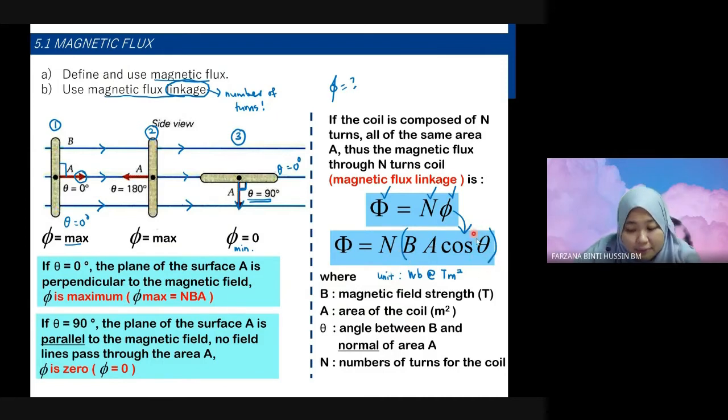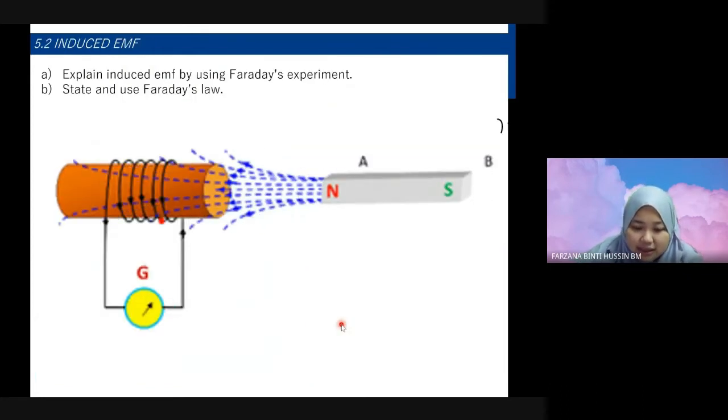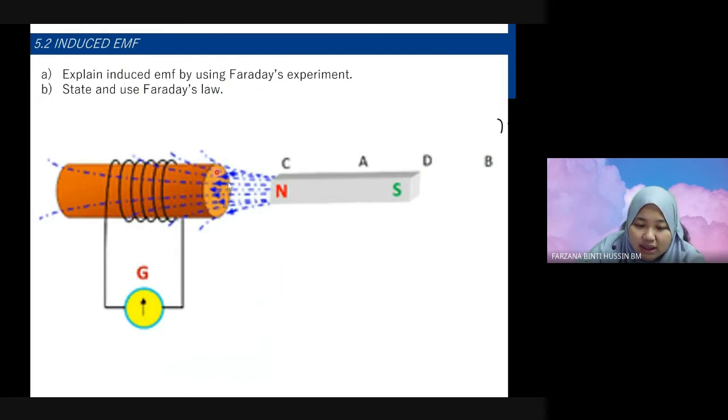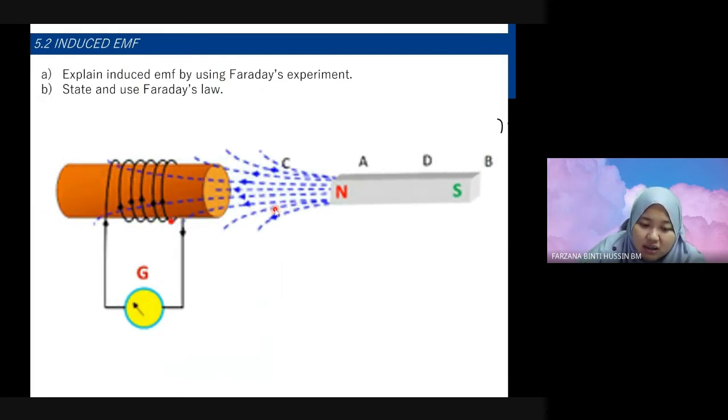Okay, but remember the angle must be between the magnetic field and the normal of the plane. Okay, next. So how do we determine Faraday's and Lenz's law?